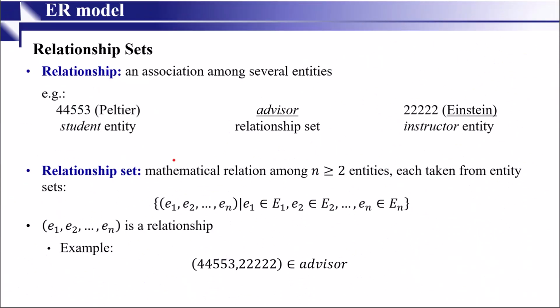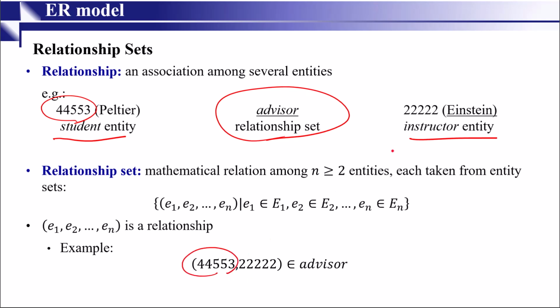Then we have relationship set. A relationship associates entities like a student advised by an instructor. Then a relationship set formalizes these associations. For example, the advisor set pairs student IDs with instructor IDs, right? So for example, here we have student entity here, we have instructor entity here, and the relationship is advisor. It means this student with this ID here is under supervision of this professor.